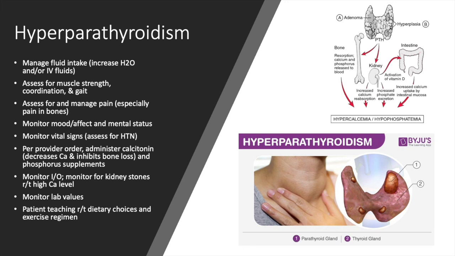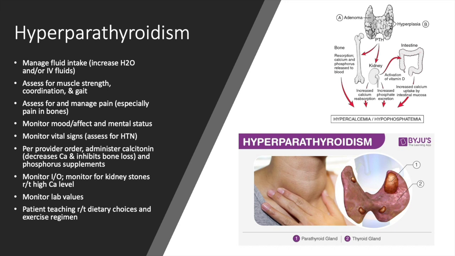So hyperparathyroidism may require a drug called furosemide, and that'll help with lowering calcium levels, or it may require a drug known as calcitonin that'll help lower calcium levels. Hyperparathyroidism is associated with bone pain, and polyuria because of the increased levels of calcium. And in this particular disease, patients should increase their fluids to about 1 to 2 liters a day. That'll help with preventing those kidney stones.